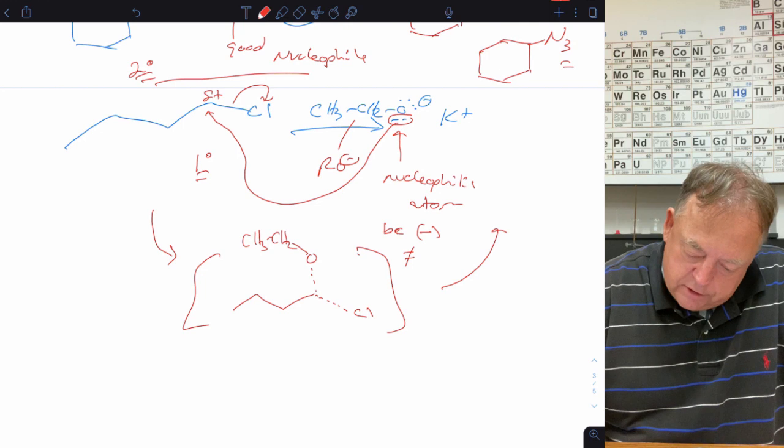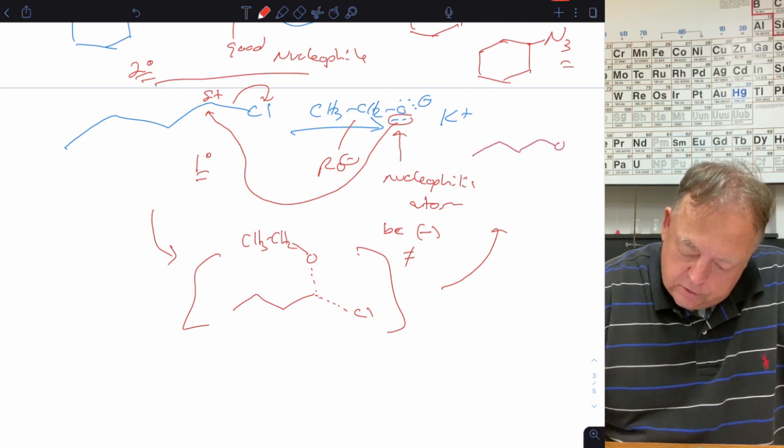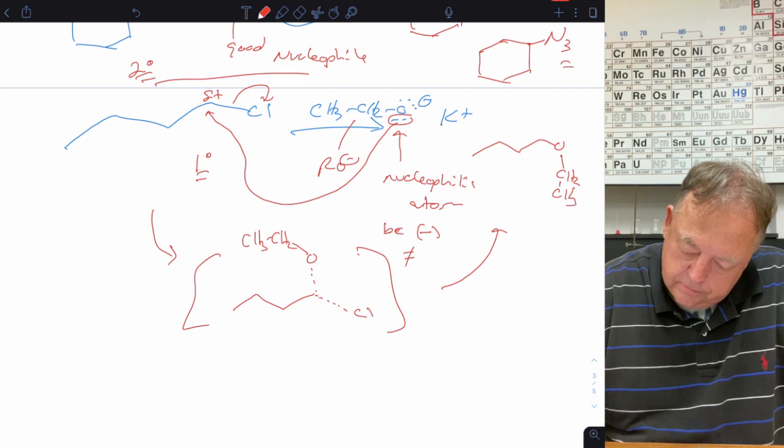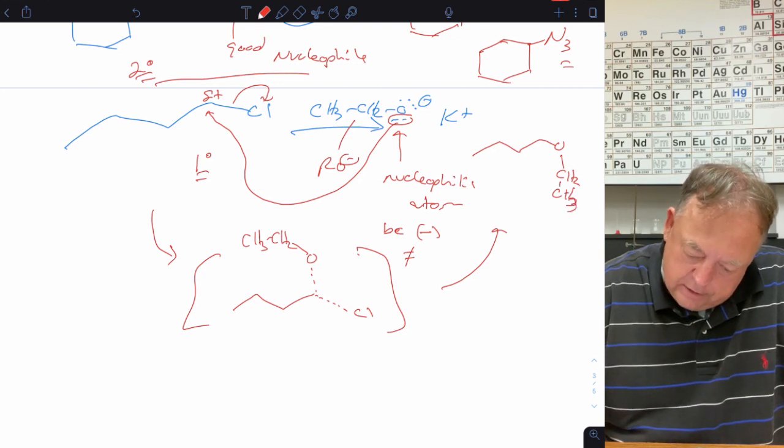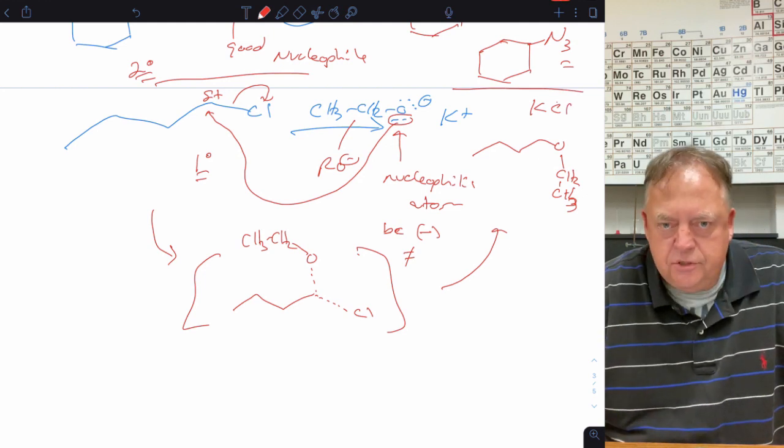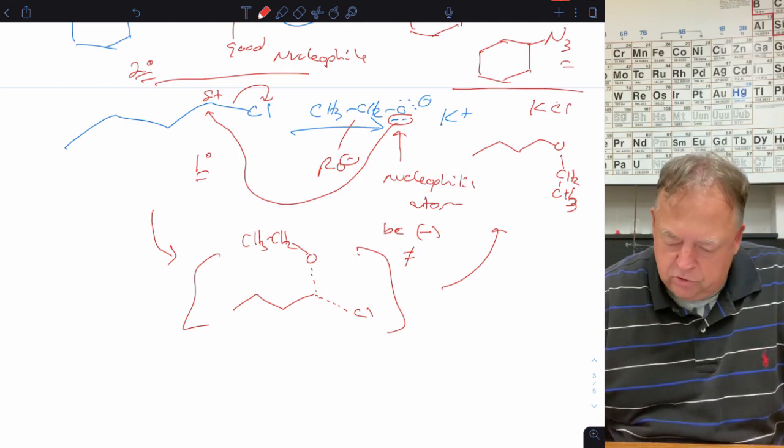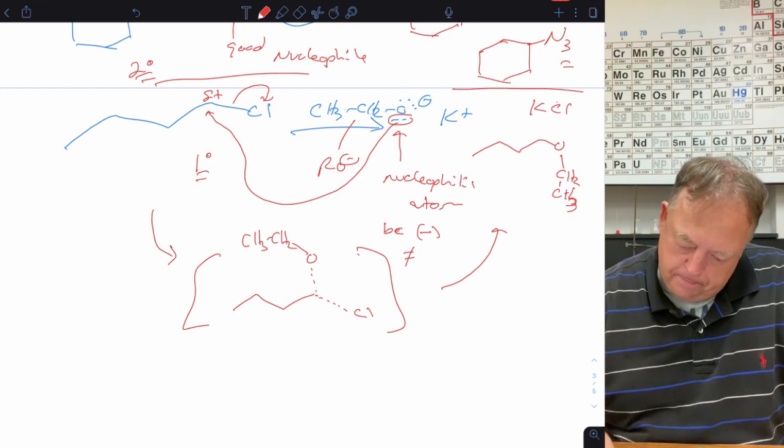And then that would go on to make product. So O, and then CH2CH3. And you would have potassium chloride as a side product, but you don't typically have to show that in organic chemistry. You just want to recognize that it's there.